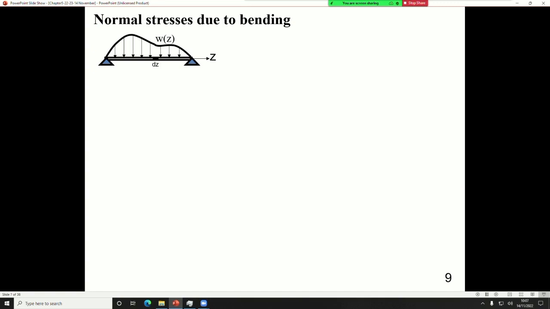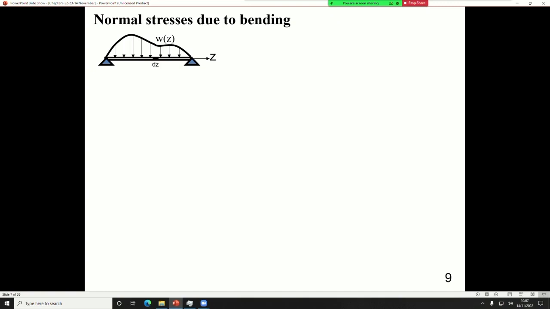Now we move on to slide number 9. So we've done the shear force and bending moment distributions. We know what the value of shear force and bending moment is at each section. Now the next stage is finding the normal stresses acting at each section and shear stresses acting at each section.